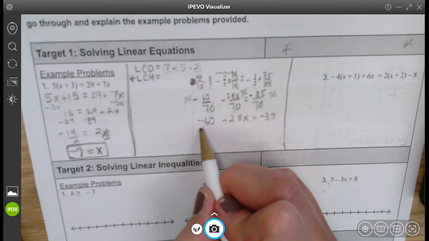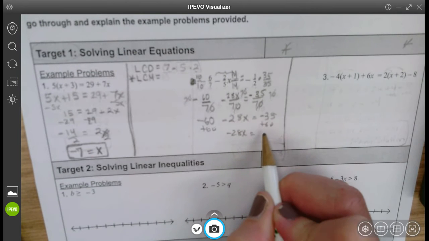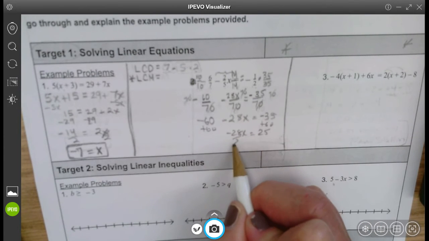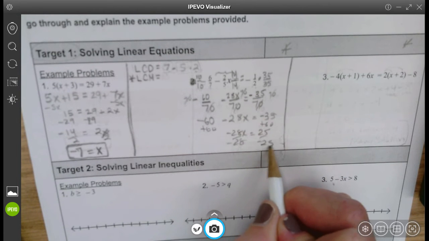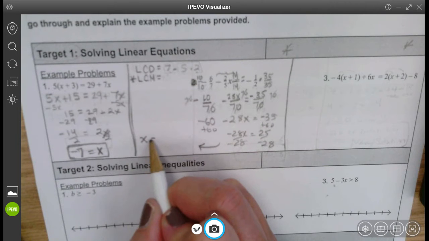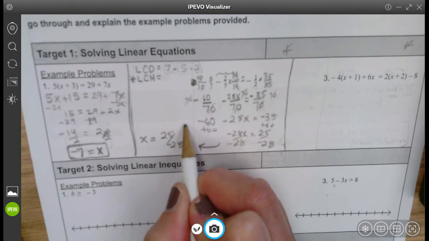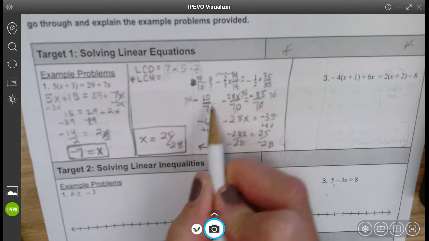And now this is easy for me to say, hey, I'm going to move 60. So I've got negative 28x equals positive 25. Now I can divide. And even though that's not a beautiful number, I'm going to put it over here. I have x on the left, and that's 25 over negative 28. And that is my solution to isolating the x up there.